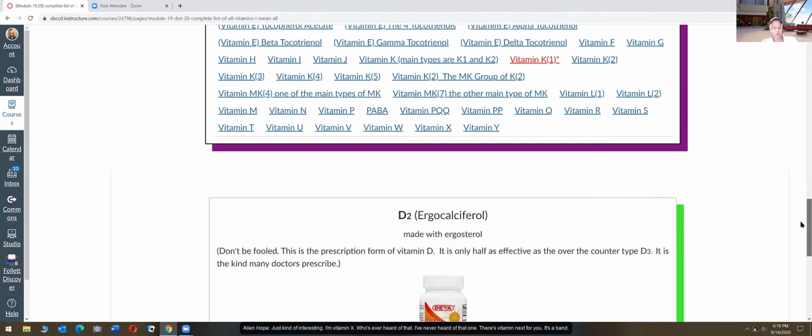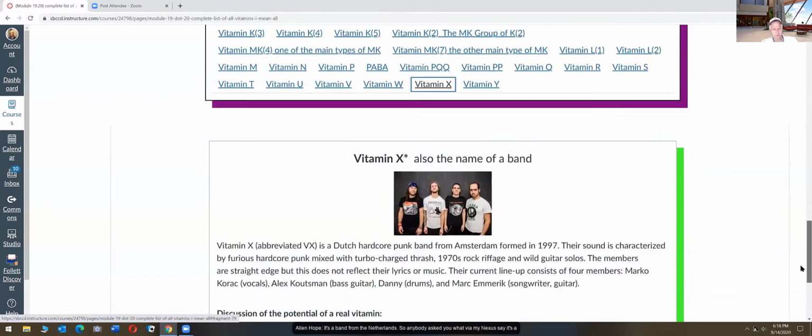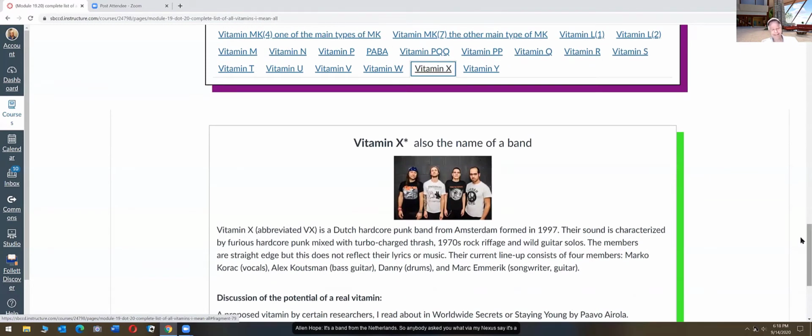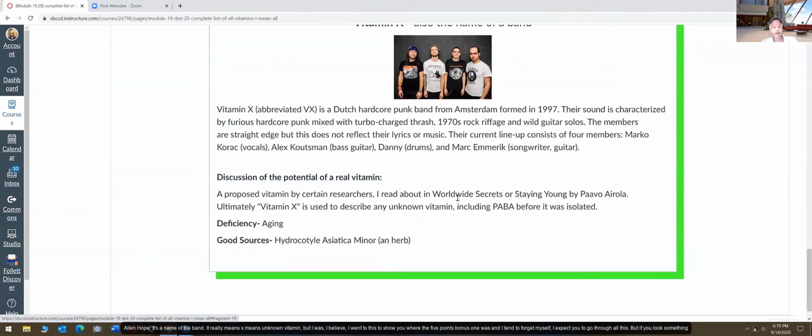Some of the stuff is just kind of interesting. Vitamin X. Who's ever heard of that? I'd never heard of that one. But there's Vitamin X for you. It's a band. It's a band from the Netherlands. So anybody asks you what Vitamin X is, say it's the name of a band. It really means X means unknown vitamin.